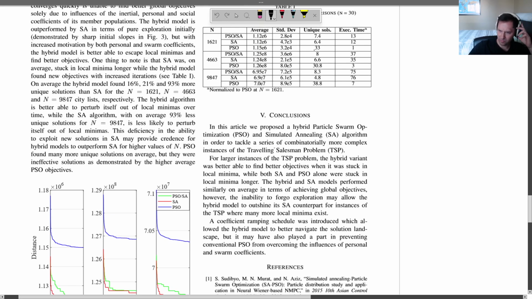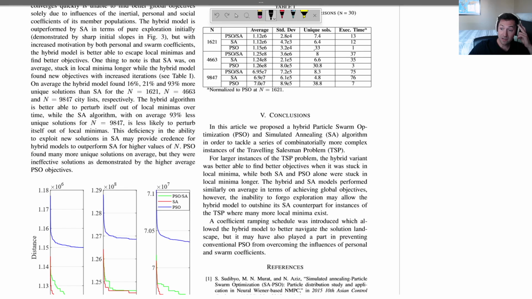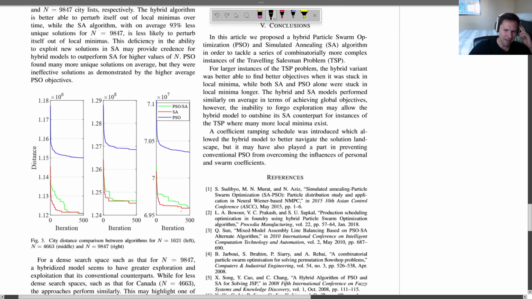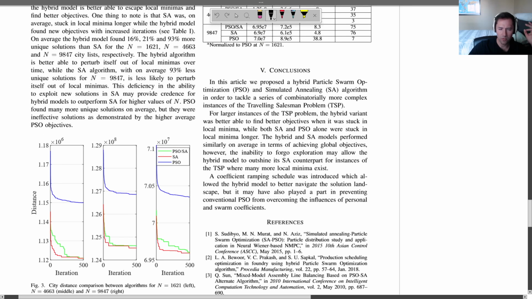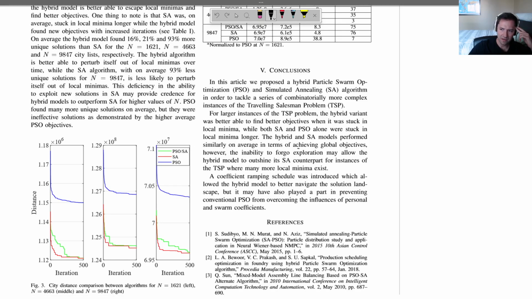I have to remember what the conclusions were. For larger instances of the traveling salesman problem, the hybrid variant was able to find better objectives when stuck in local minima. Both alone were stuck in minima longer. So in the end, it didn't come down to the hybrid being better in all cases; it worked better in some cases, but not others. Ultimately, it's this balance of achieving a global objective, which in this case was minimizing the distance for the traveling salesman problem. And pretty much the novelty was this coefficient ramping schedule.